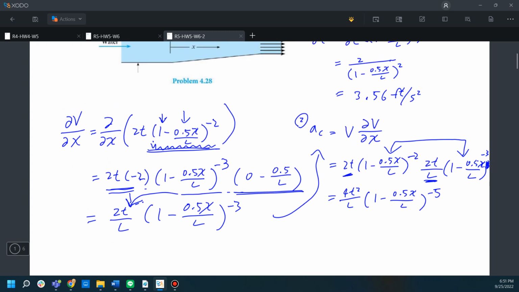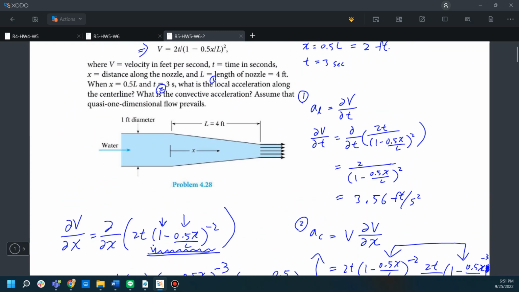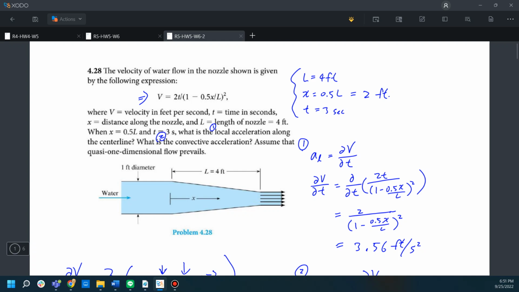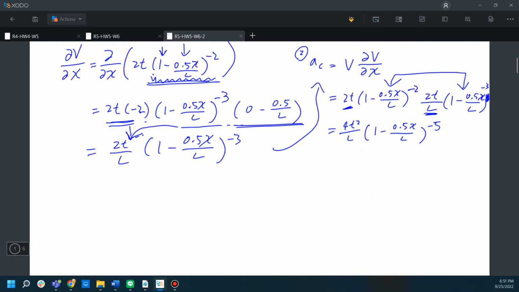And you know x, you know L, and you also know t according to the information provided by the problem. So you plug those numbers into this equation, then you will get the solution, which is 37.925 feet per second squared.